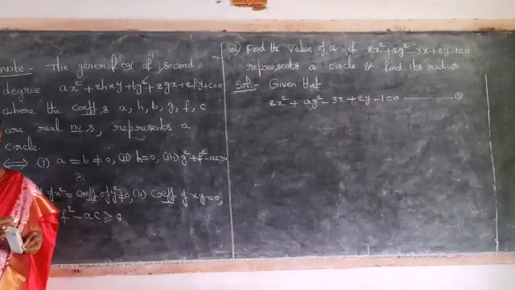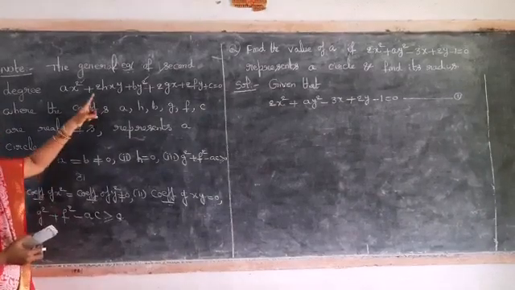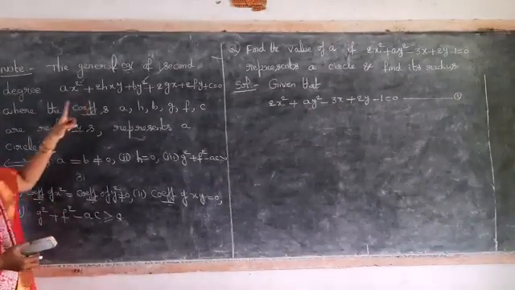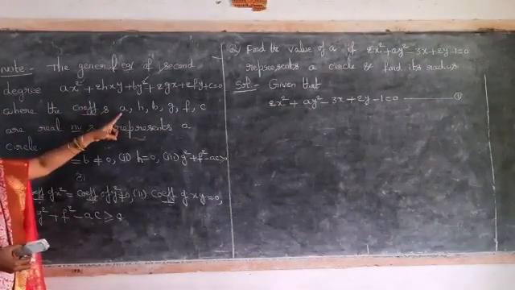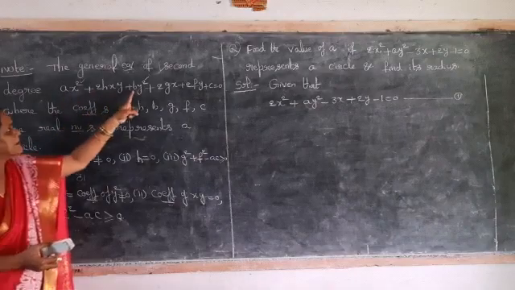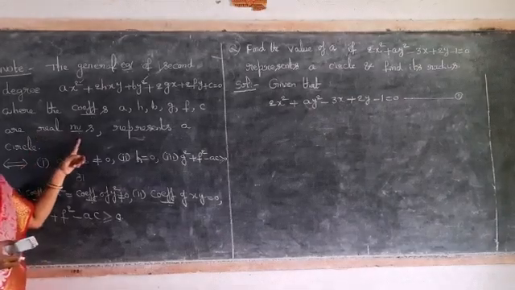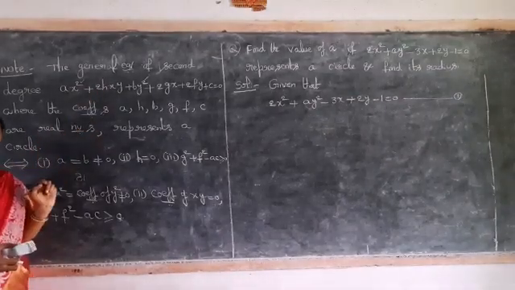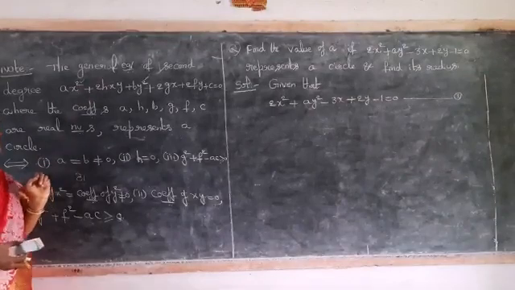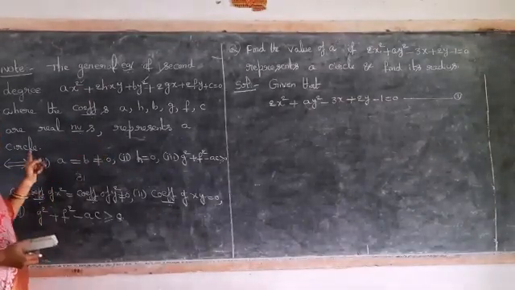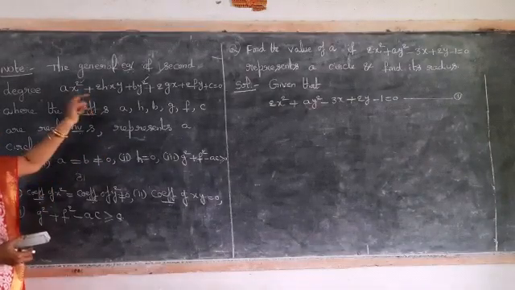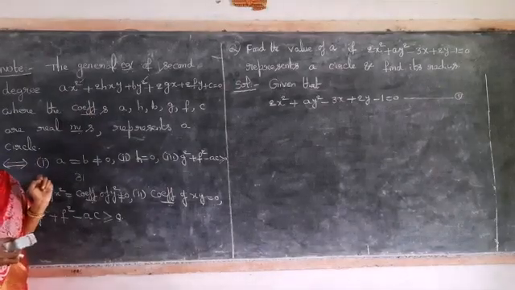equation యొక్క degree అని పిలుస్తారు. That is, this is the second degree equation where the coefficients a, h, b, g, f and c all are real numbers. ఈ equation లో తీసుకున్న coefficients అన్ని కూడా real numbers. Represents a circle. ఈ equation ఏం సూచించాలి అంటే circle ని సూచించాలి.